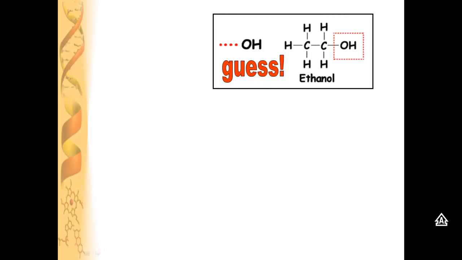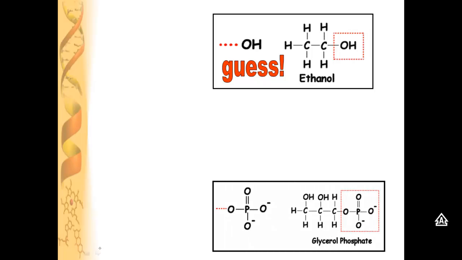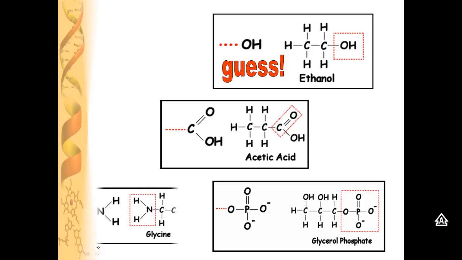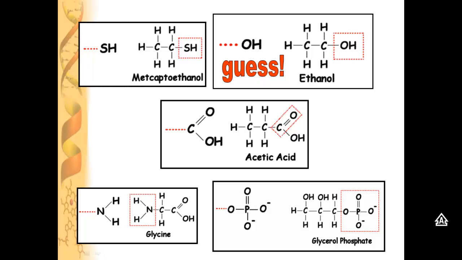So try to guess what these are. OH group, hydroxide. PO4, there's your phosphate group. COOH, carboxyl group. There's your NH2 group, that's your amino group. And your SH group, your thiol.